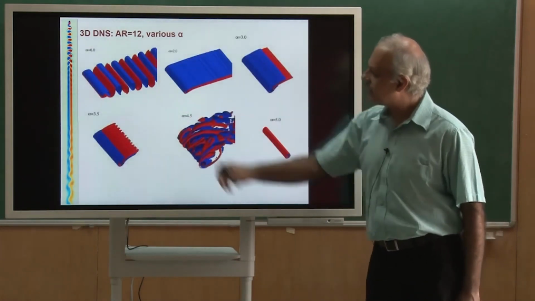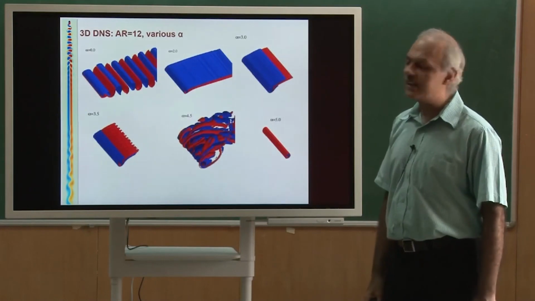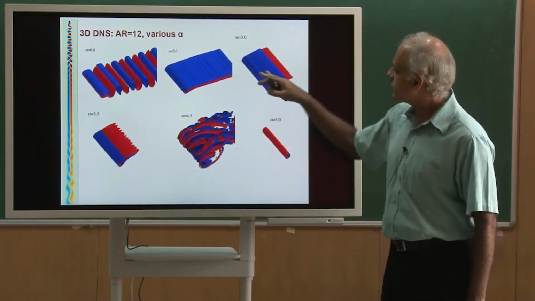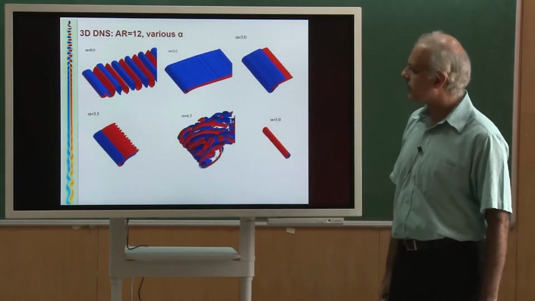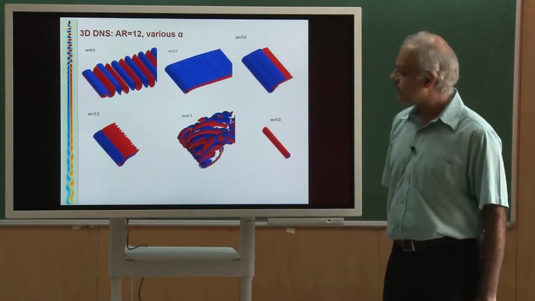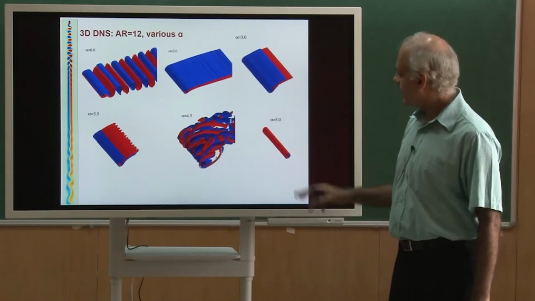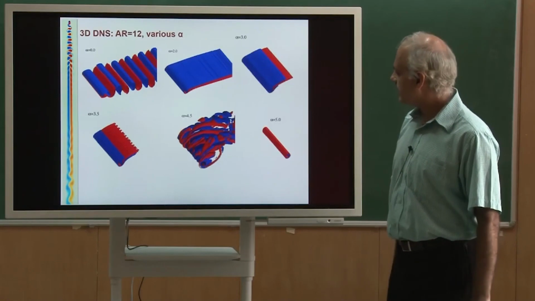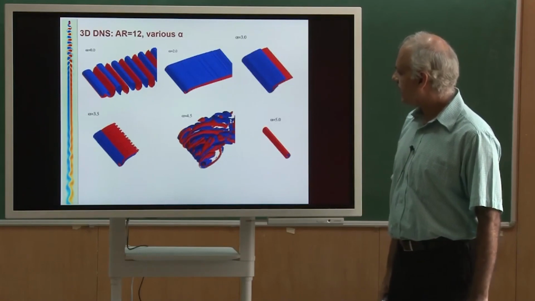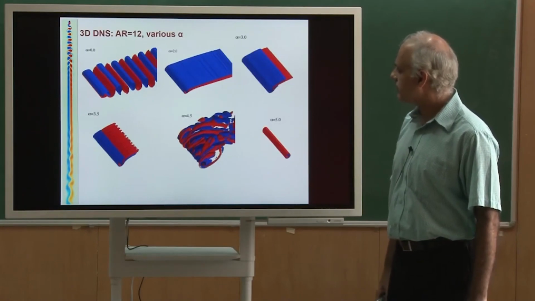So you can see at alpha equal to 0, the flow is fairly 2-dimensional. You get some 3-dimensionality at larger alphas, so you can see it at 3.5. At 4.5, the flow is highly 3-dimensional, and then it again becomes kind of steady and 2-dimensional at alpha equal to 5.